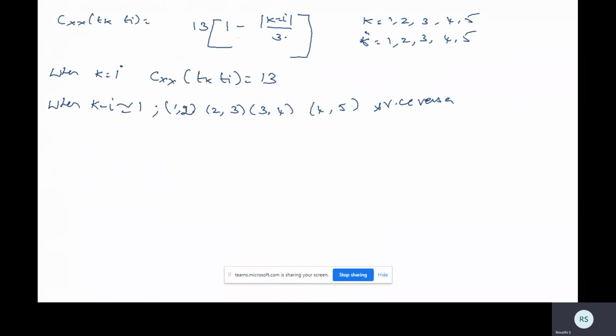So you apply K minus I modulus is 1 here. So this will become 1 minus 1 by 3, and 1 minus 1 by 3 is 2 by 3. So 13 times of 2 by 3. Under this case, you get Cxx of Tk comma Ti equal to 13 times of 2 by 3, which we can write as 26 by 3.